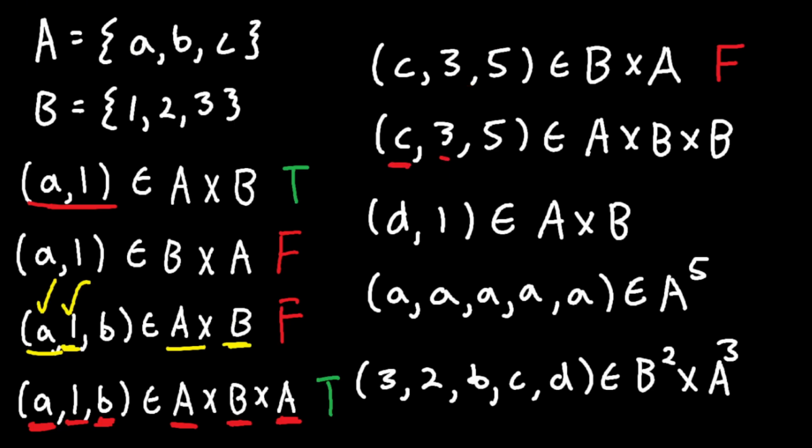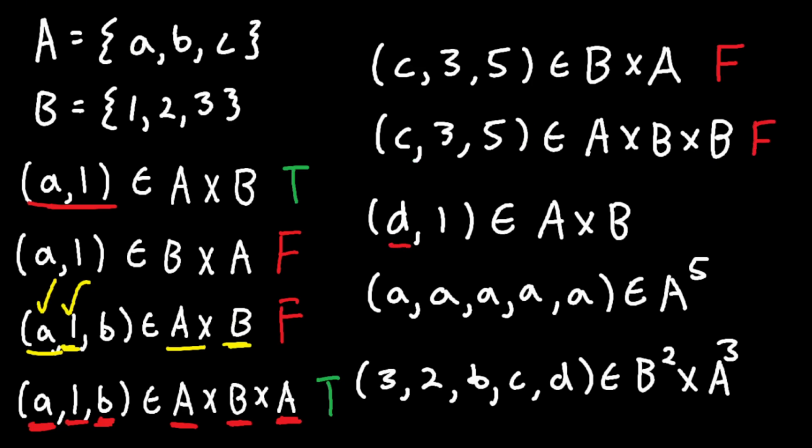All right, how about this? C35. Well, let's take a look at this. We have C. C is in A, right? 3 is in B, but is 5 in B? Well, 5 is not in B. We only have 1, 2, 3 in B. So this is false.